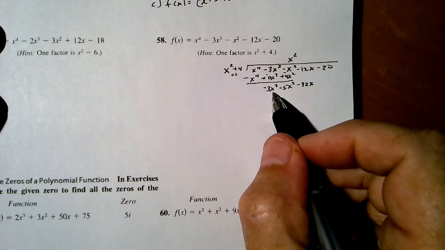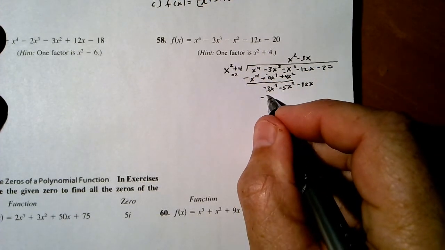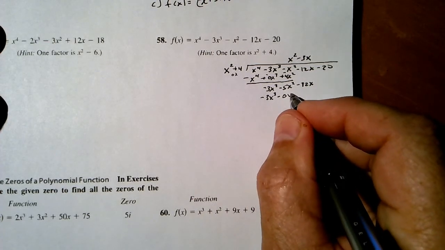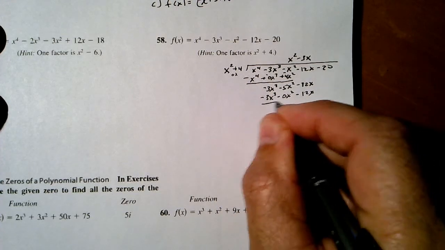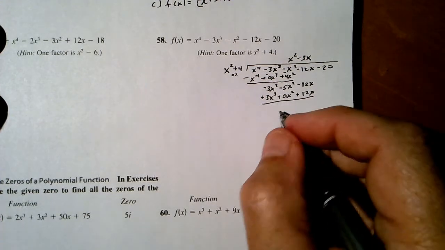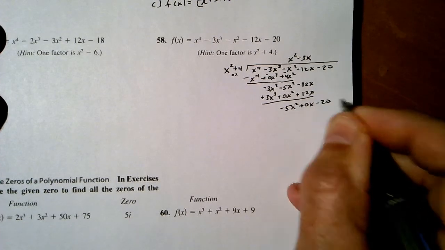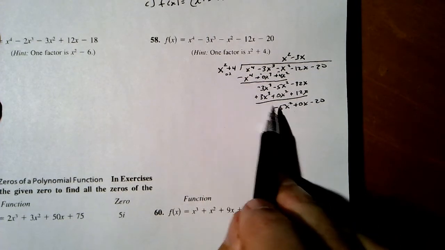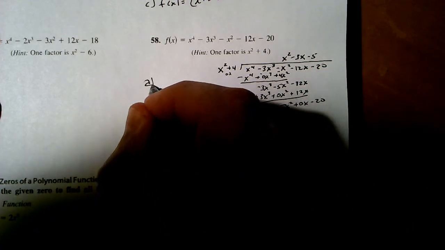x squared goes into minus 3x cubed minus 3x times. Minus 3x cubed minus 0x squared minus 12x, but we are subtracting. And I get minus 5x squared plus 0x minus 20, and I see that this does go in there exactly negative 5 times.